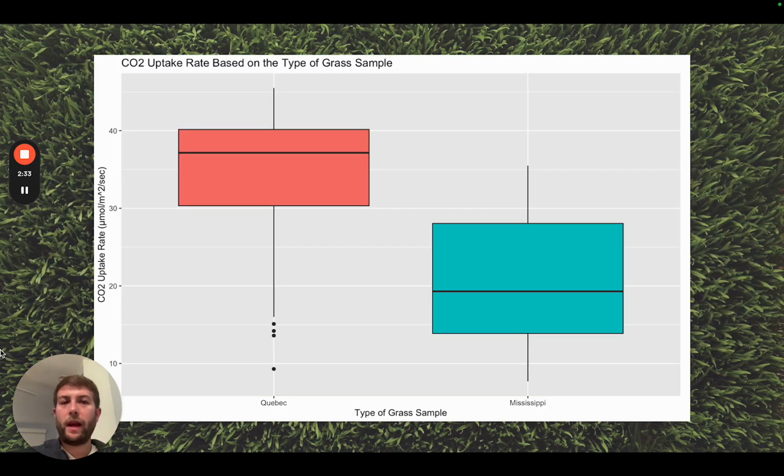From all the summaries I made and additional statistics that I calculated, I wanted to create some visualizations to understand distributions and relationships from the data. The first visualization I made was a box plot that compares CO2 uptake rates based on the type of grass sample. Quebec samples overall had a higher uptake rate and median compared to the Mississippi samples, which had a lower uptake rate and a lower median comparatively. Quebec samples had a larger range of uptake values, whereas Mississippi had a more compact range of uptake values.